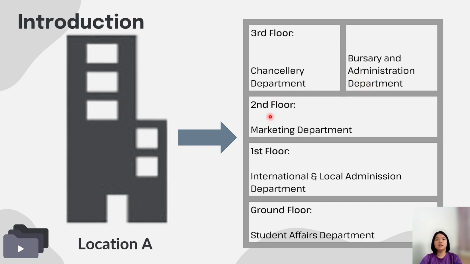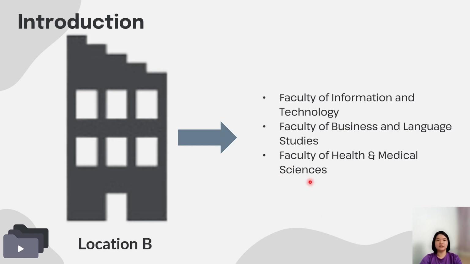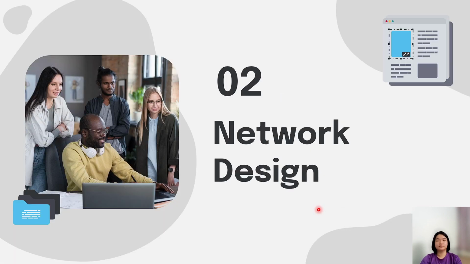Second floor has Marketing Department. First floor has International and Local Admission Department. Ground floor has Student Affairs Department. Next, location B consists of 3 faculties, which are Faculty of Information and Technology, Faculty of Business and Language Studies, Faculty of Health and Medical Science.